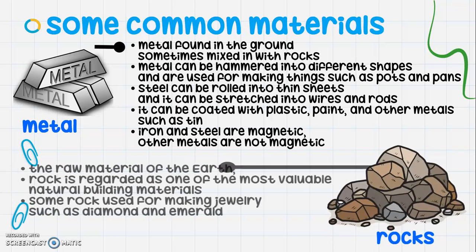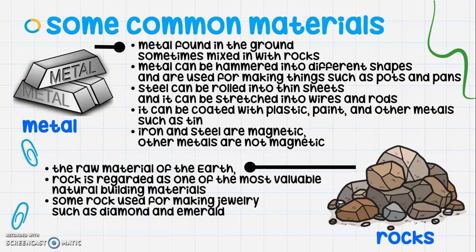Next, rocks. Rocks are the raw materials of the earth. Rock is regarded as one of the most valuable natural building materials. Some rock is used for making jewelry, such as diamond and emerald.